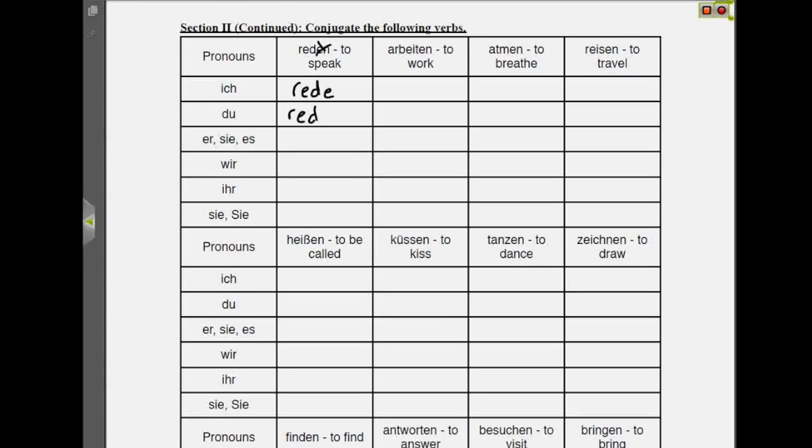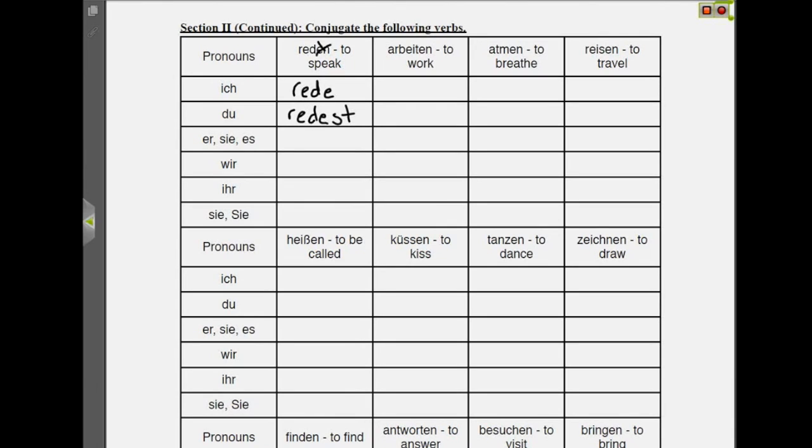However, because this ends in a d for the stem, so the part whenever you drop the en, the stem would then be the letters that are left. If the last letter of that is a d, we have to add an extra e here, and then an st. So it's du redest. It's a little bit easier to say that way rather than trying to say du redst. That would just be awkward.